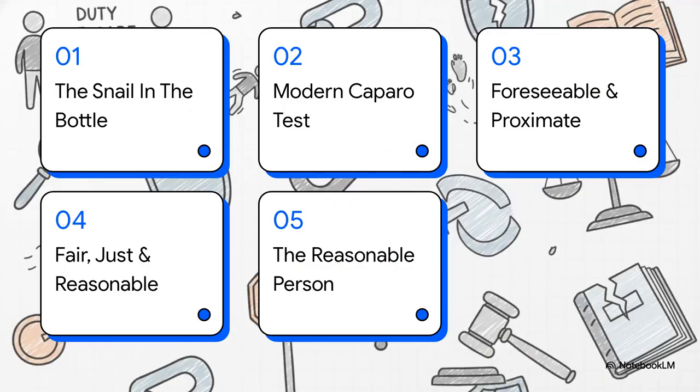Here is our roadmap for building out the duty of care framework today. First, the snail in the bottle. Second, the modern Caparo test. Third, foreseeability and proximity. Fourth, fair, just, and reasonable. And finally, the reasonable person standard.